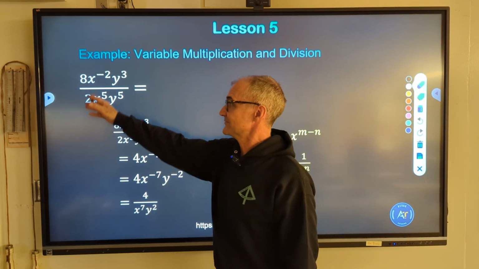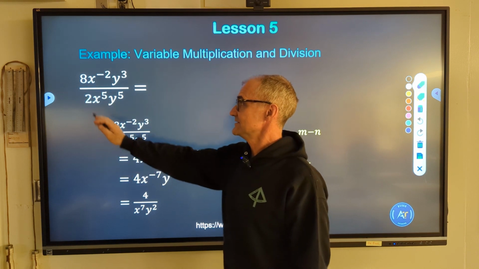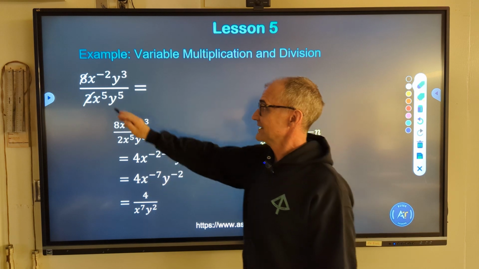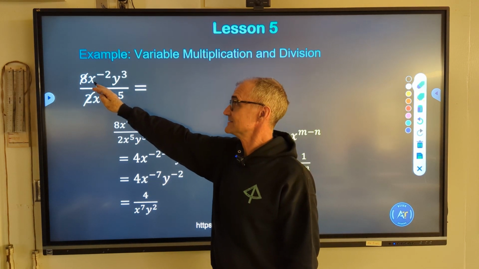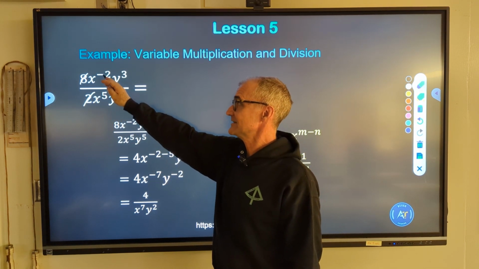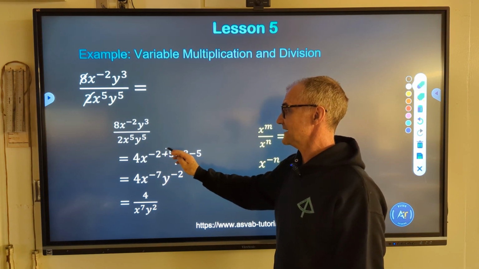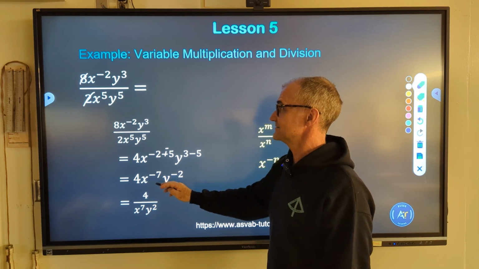I have the numbers out front, the 8 over the 2. 2 will go into here once, into here 4 times. That's going to give me a 4. Here I'm going to subtract my exponent. So x to the negative 2, x to the 5th. Negative 2 minus that 5, it's like plus and negative is negative 7. So I have x to the negative 7.